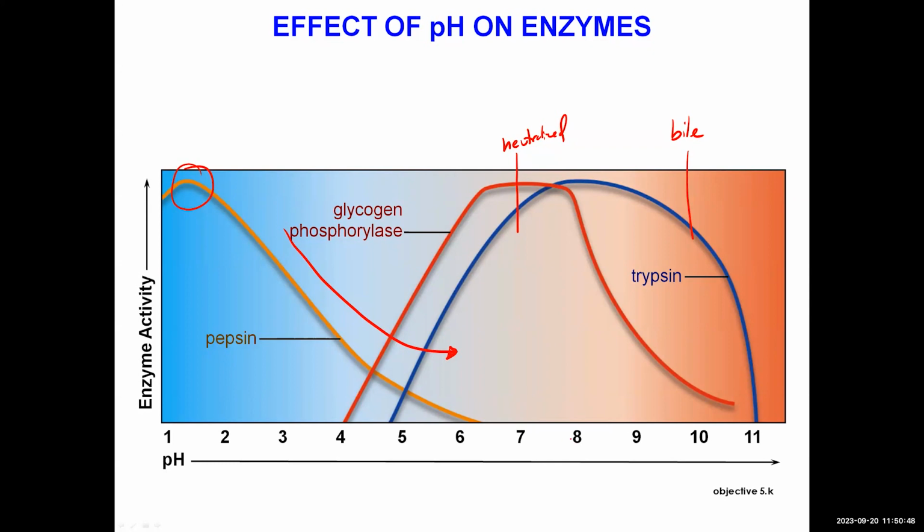However, if your intestines stop producing bile and aren't able to neutralize the stomach acid, that's when you start getting ulcers, not from the acid itself, but from the active pepsin.